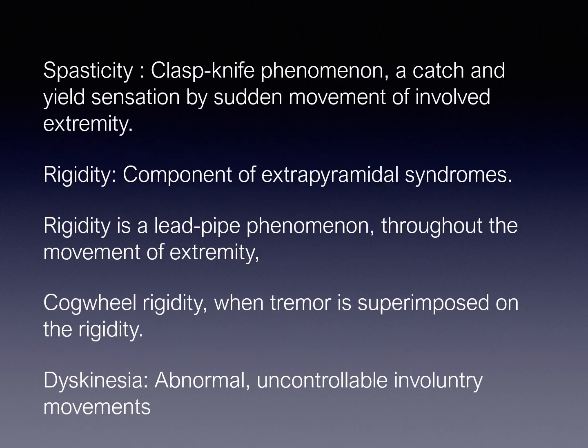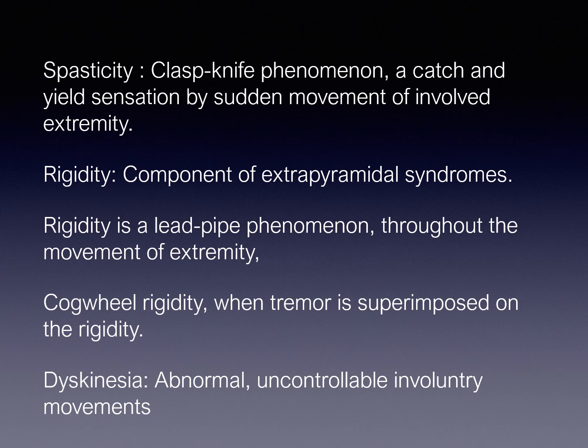The spasticity is a clasp knife phenomenon, meaning that, for example, when you're stretching the forearm suddenly at the elbow, you feel at the beginning resistance, then it will yield and let go, so the resistance will decrease. That's typically what we see with the spasticity.